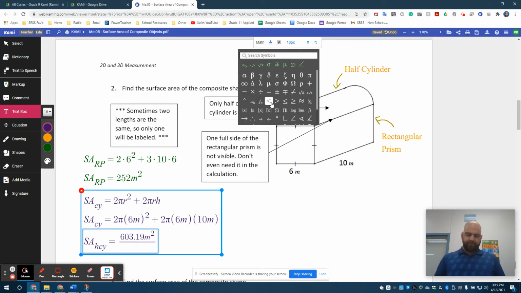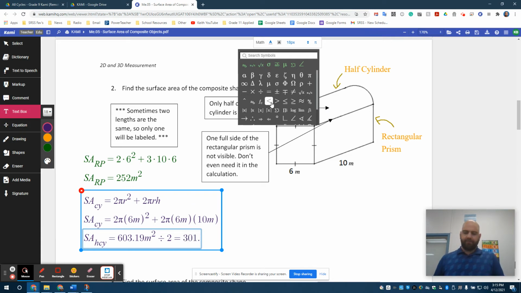And I want to divide that by 2. If I divide it by 2, I'm going to get 301.59 meters squared. 301.59 meters squared.